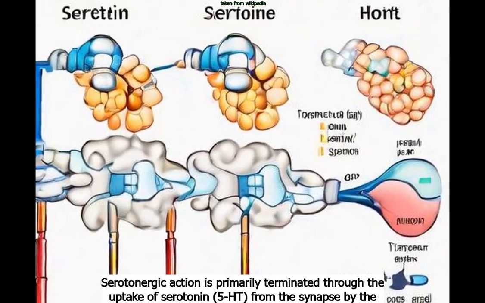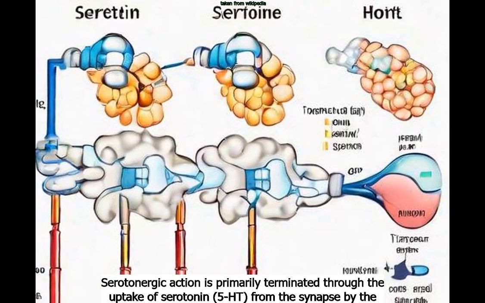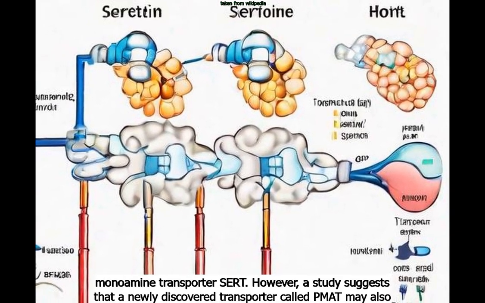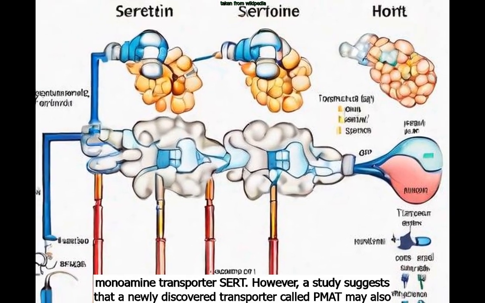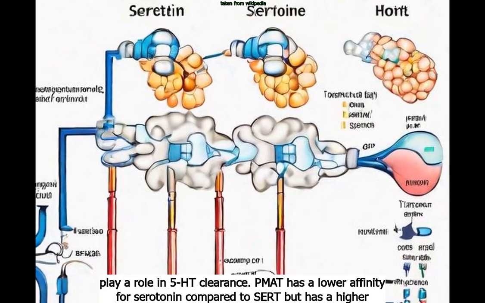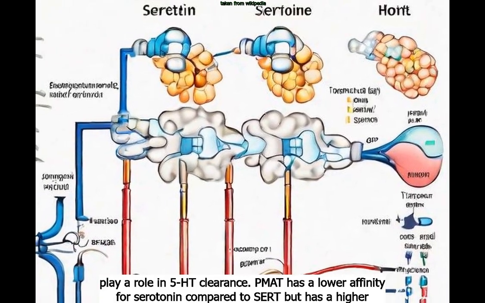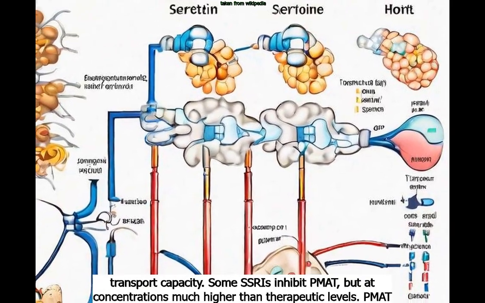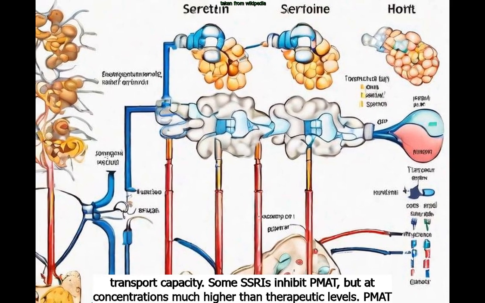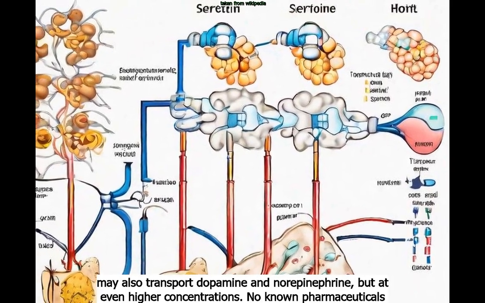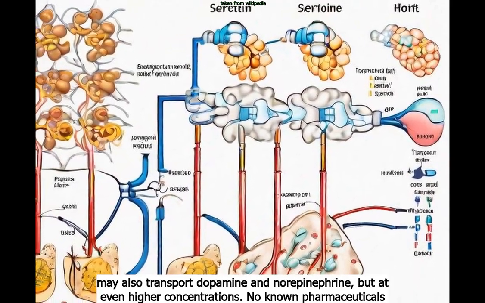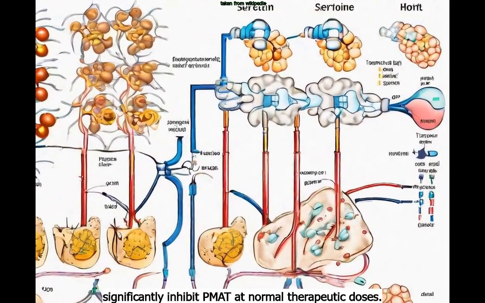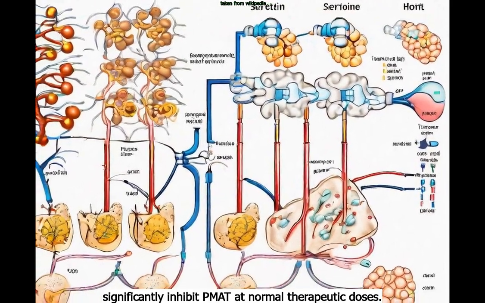Serotonergic action is primarily terminated through the uptake of serotonin, 5-HT, from the synapse by the monoamine transporter SERT. However, a study suggests that a newly discovered transporter called PMAT may also play a role in 5-HT clearance. PMAT has a lower affinity for serotonin compared to SERT, but has a higher transport capacity. Some SSRIs inhibit PMAT, but at concentrations much higher than therapeutic levels. PMAT may also transport dopamine and norepinephrine, but at even higher concentrations. No known pharmaceuticals significantly inhibit PMAT at normal therapeutic doses.